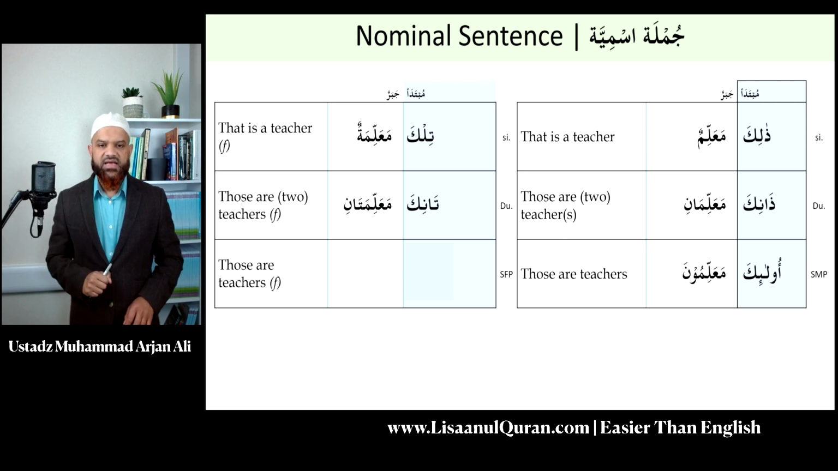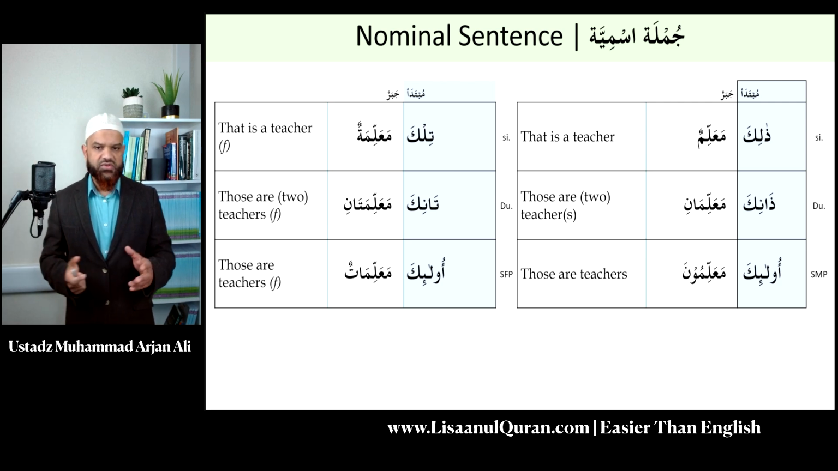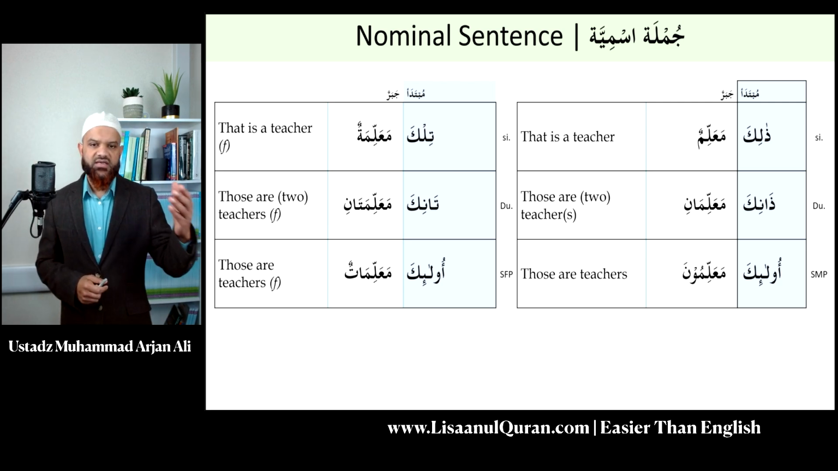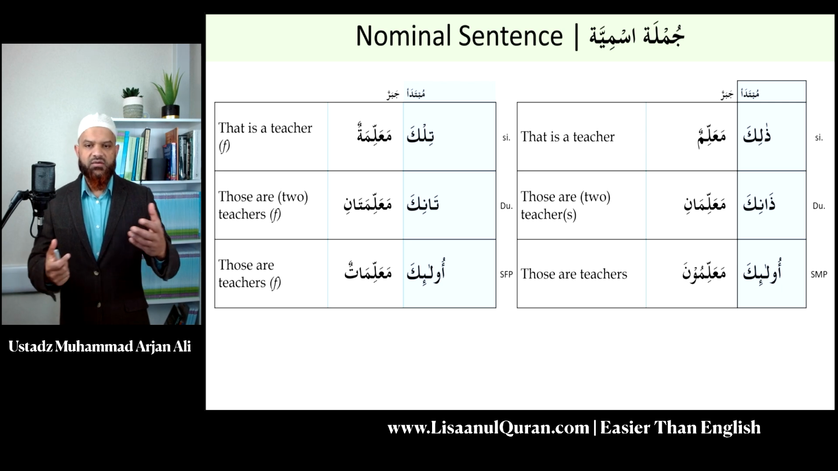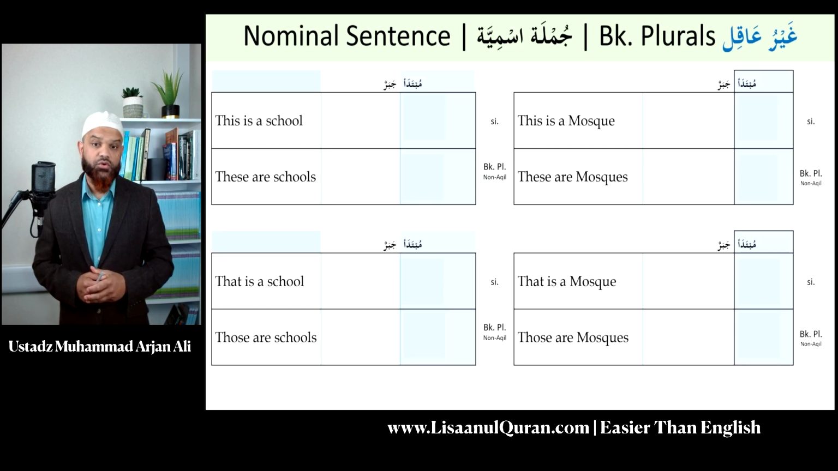Tanika muallimatani. And for the plural, ulaika muallimatun. I hope you can see that. Very, very easy. Singular, dual, and plural matching mubtada and the khabar. And that's all we did, exactly the same as when we did the pronoun sentence structure. Now, what happens with broken plurals?